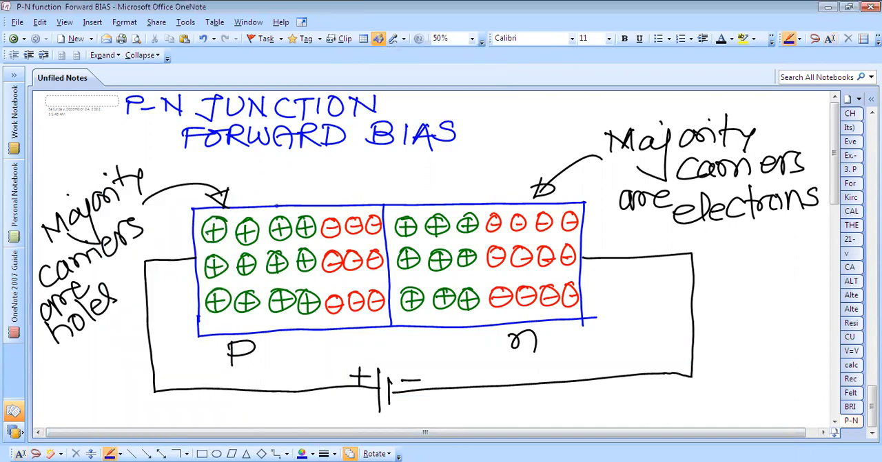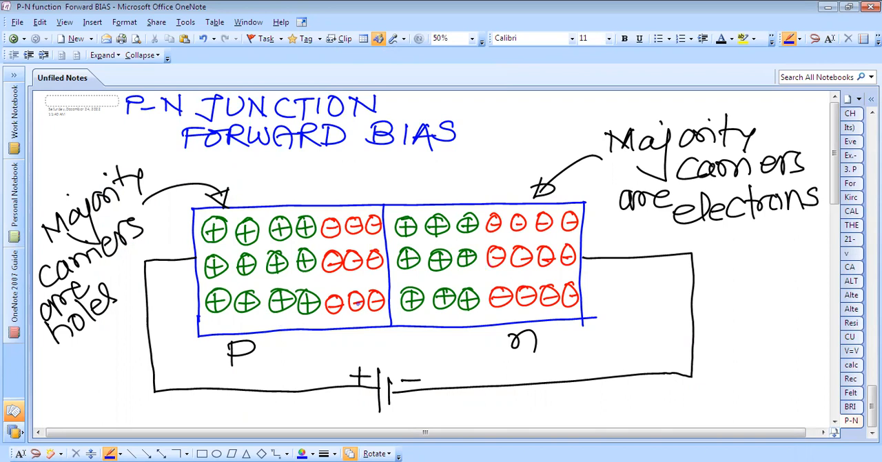Hello, today we'll discuss the PN junction, that is its forward bias and reverse bias when it is connected to the battery, and its VI characteristics, that is forward bias and reverse bias.